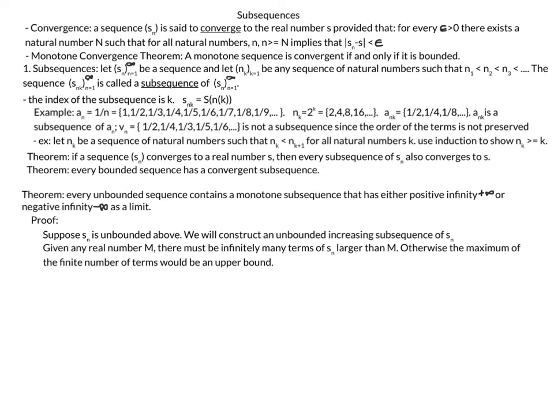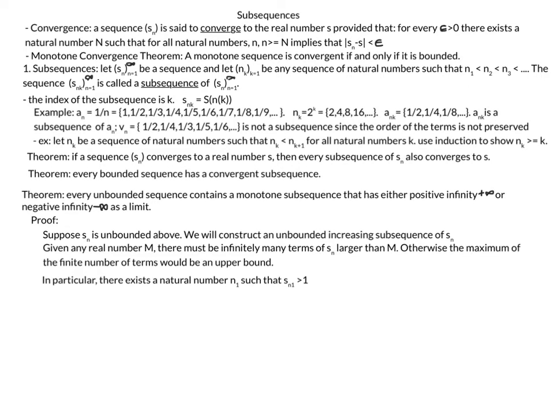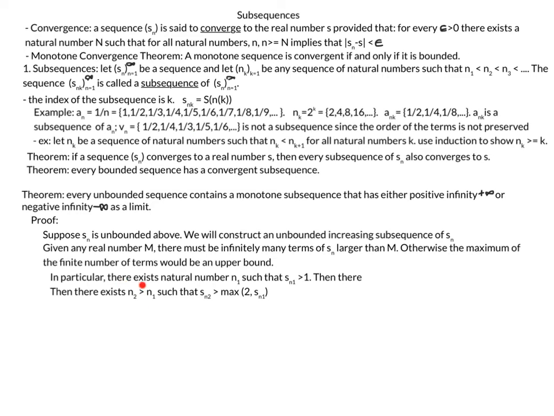Since S_n is unbounded above, that means given any real number m, there have to be infinitely many terms larger than m. If that weren't true, then m would be a max. So it's unbounded, so we have infinitely many terms of S_n larger than m. In particular, for m equal to 1, we know there's an S_n1 greater than 1. And this fact comes from an exercise we had done previously. We also know there's an n2 greater than n1, because this is how a subsequence works. So we have S_n2, and we'll take that to be the maximum between 2 and S_n1.